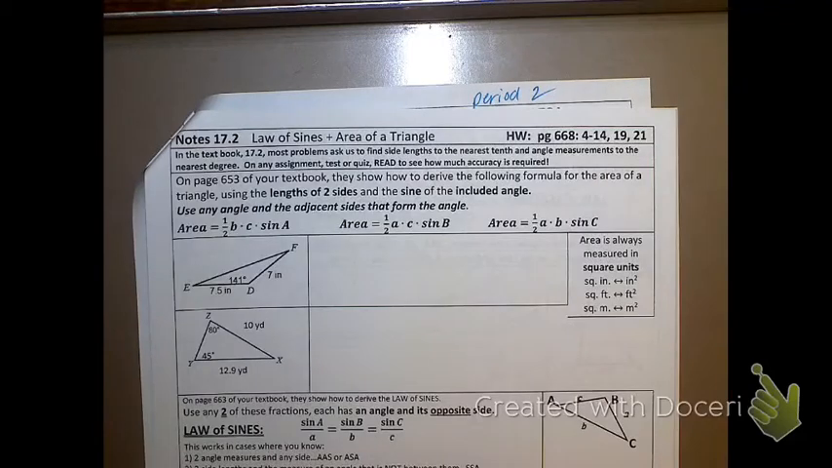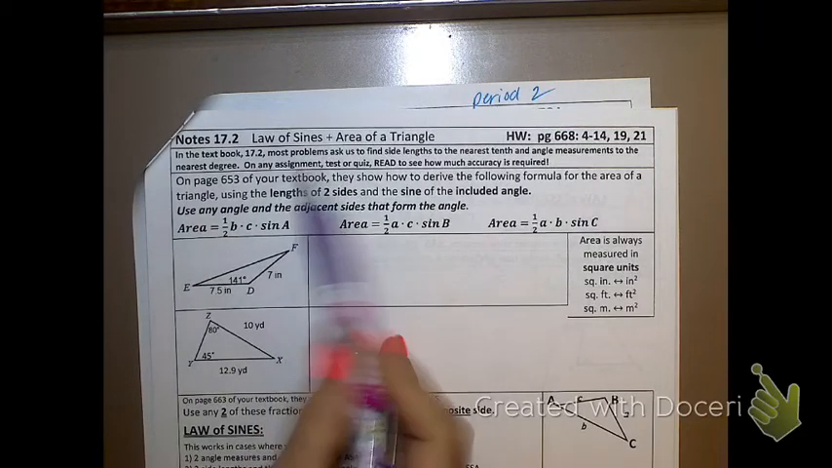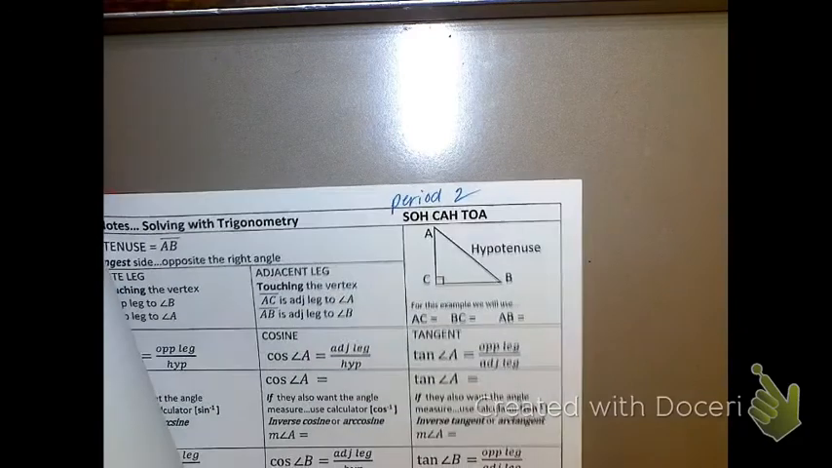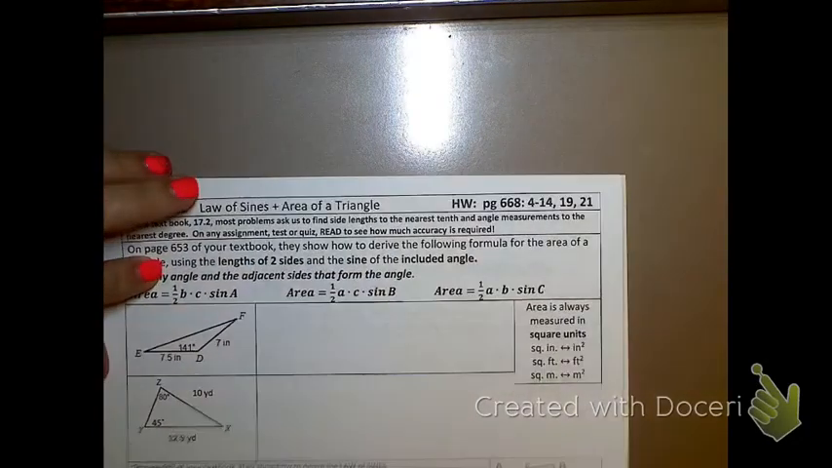So 17.2, law of sines and area of a triangle. I just want to go through a little bit really quick. Your quiz on Friday says 17.1 through 18.0. 17.1 were the notes that we did the first day. Those are your SOHCAHTOA notes. Okay. 17.2 is what we're doing today.